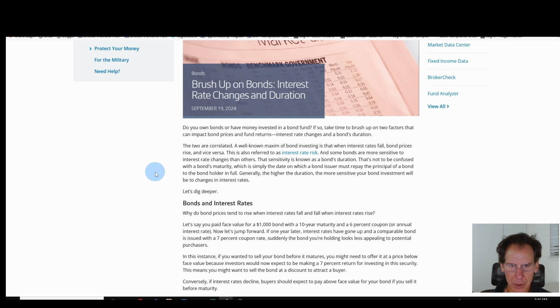Brush up on bonds, interest rate changes and duration. Do you own bonds or have money invested in a bond fund? If so, take time to brush up on two factors that can impact bond prices and fund returns: interest rate changes and a bond's duration.